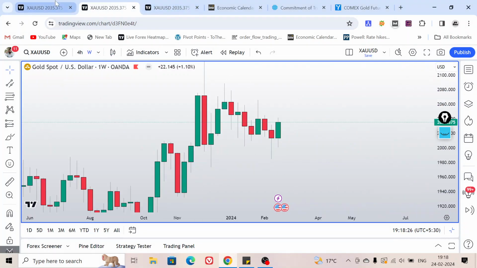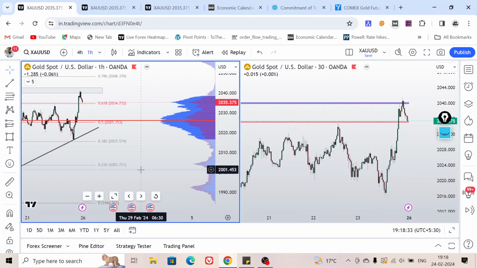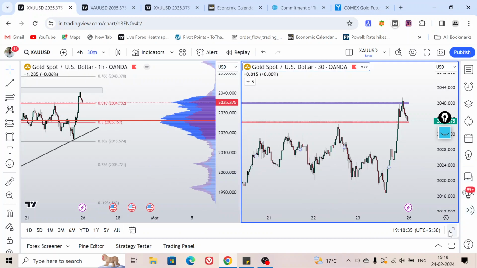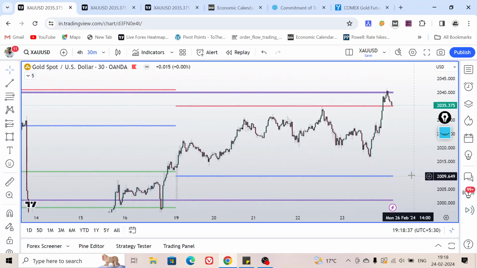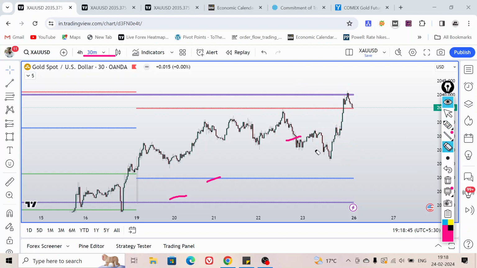And if we check the pivot placement, you can see in the previous week the price rejected right over here. You can see this is the opening session, that is Monday in the previous week. So after opening we have seen a rejection from the weekly pivot. This was the weekly pivot, and it was around 2010 right over here.